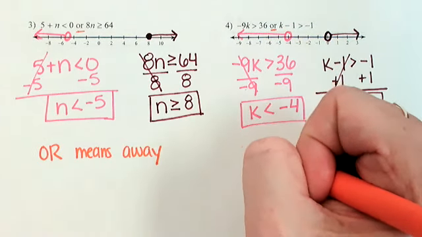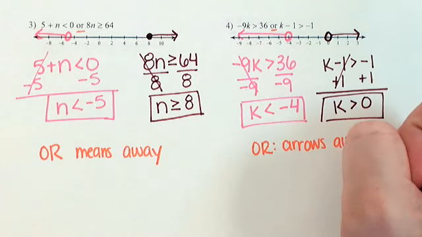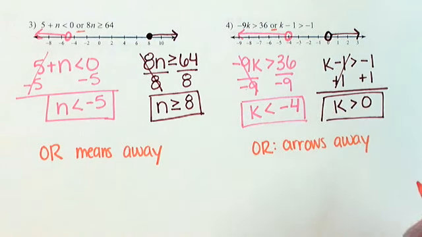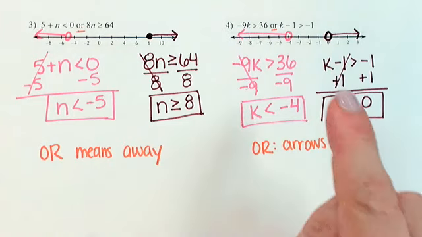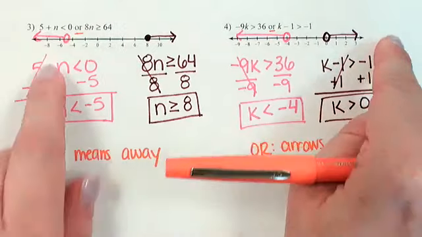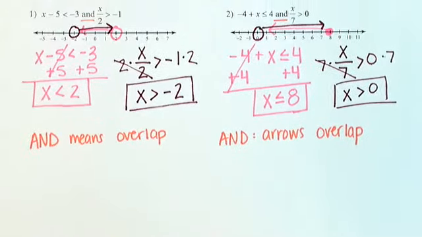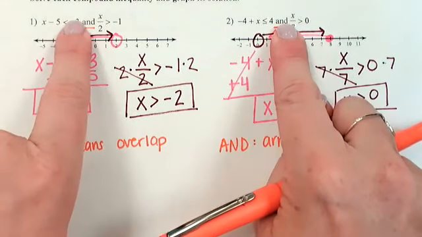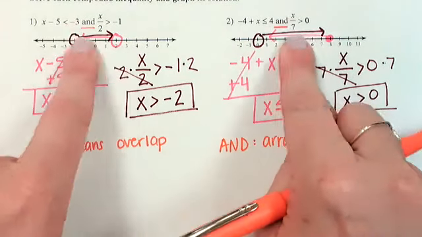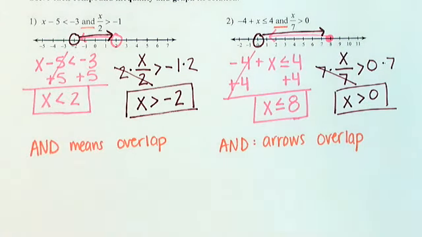So "or," arrows away. All right, so whenever you see an "or" and you graph it, your arrows should be going the opposite ways. If not, you made a mistake. And if you have an "and" and you graph it, your arrows should overlap. If they do not, you made a mistake.